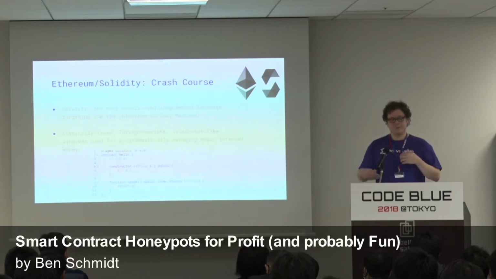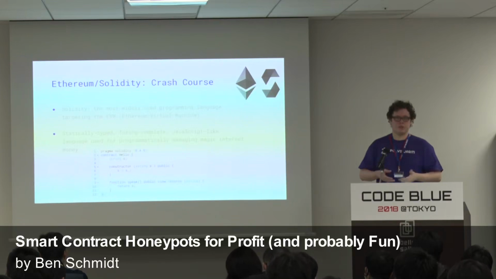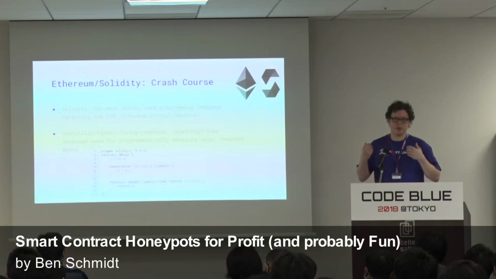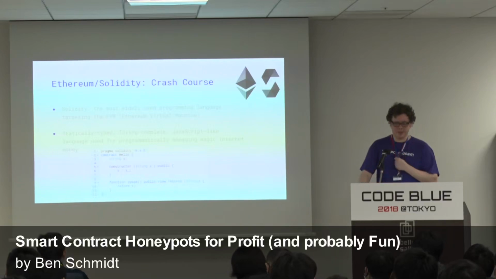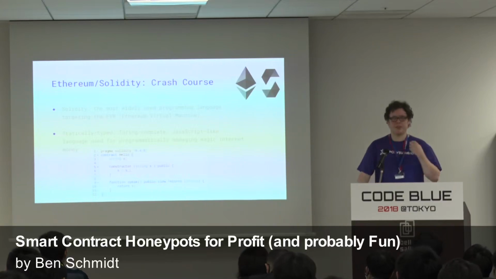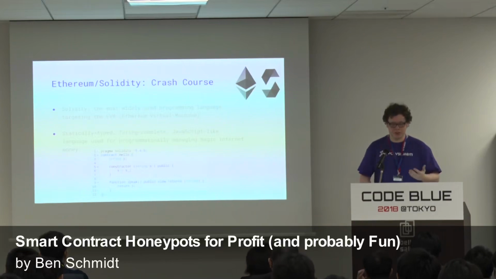Solidity is what most people write in. They don't write this EVM bytecode. Solidity is by far the most widely used programming language that targets the EVM. It is statically typed, it's Turing complete, and it's sort of like JavaScript, but not. But it allows you to more easily manage how funds are transferred between accounts in your contract.